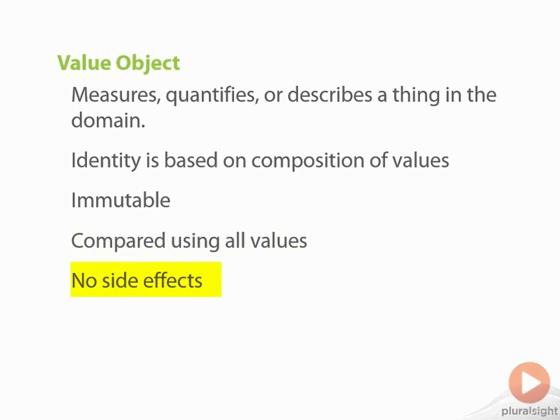Value objects may have methods and behavior, but they should never have side effects. Any methods on the value object should only compute things. They shouldn't change the state of the value object, since it's immutable, or the system. If a new value is needed, a new value object should be returned.